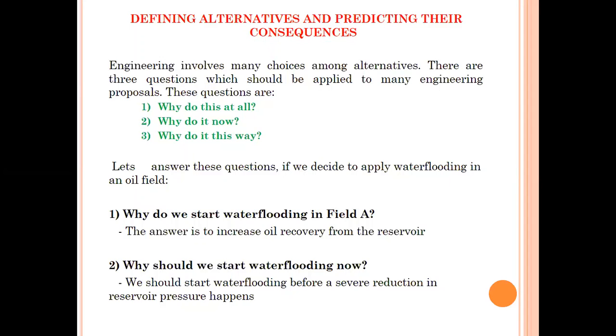So how can we do that? We can apply water flooding. And our main aim is increasing the recovery. The second question, why should we start it now? Okay, we start it before we encounter the serious reduction in the reservoir pressure, when it will be very difficult for us to interfere. So we have to take precautions before we encounter any more serious reduction in the reservoir pressure. That's why we should start it now.